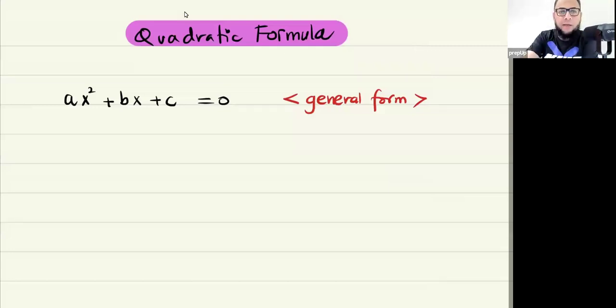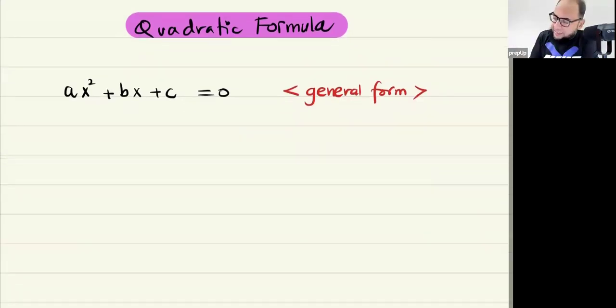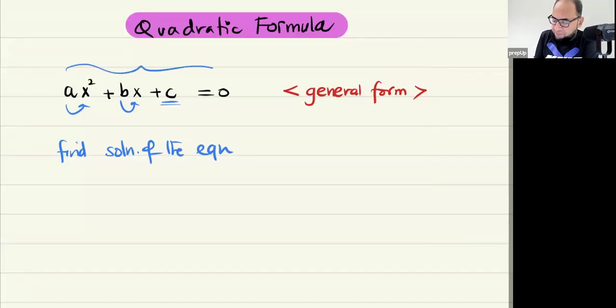So now when we talk about this general form, this a is the coefficient of x squared, b is the coefficient of x, and c is the constant term. The quadratic formula is for finding the solution of the equation which is given above.